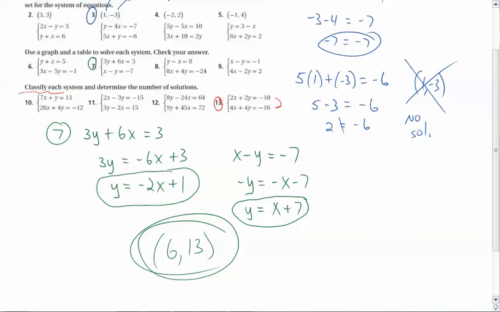Remember that most of the time, we're going to get lines that intersect in a point. Sometimes we're going to have parallel lines, and so there would be no solution. And then sometimes we'll have a line upon another line, and that would indicate that all points are going to be solutions for that case.